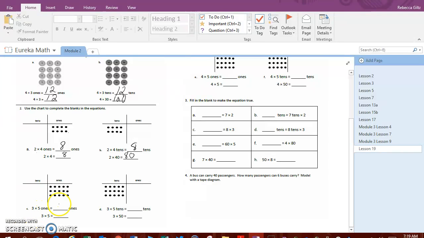So letter C, we're back to our ones. We have 3 rows of 5 ones, which gives us 15 ones, or 3 times 5 is 15. Part D, we've got them in the tens place. So now we've got 3 times 5 tens for a total of 15 tens. So what is 3 times 50? See if you can look at these other examples and figure out what your answer is going to be.